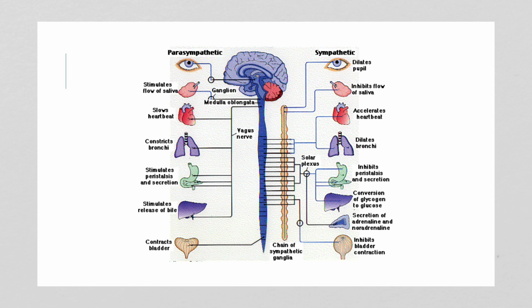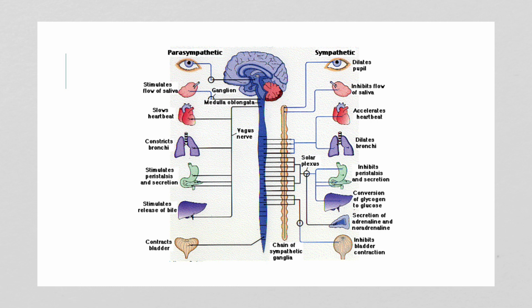You dilate your bronchi so you can bring in more air with each breath. And then you inhibit peristalsis and secretion. You don't want to have to waste energy digesting a meal when you need to get away from danger. You convert glycogen to glucose so it can be used in cellular respiration to give you energy. You'll release adrenaline and noradrenaline, or epinephrine and norepinephrine, and you inhibit bladder contraction.